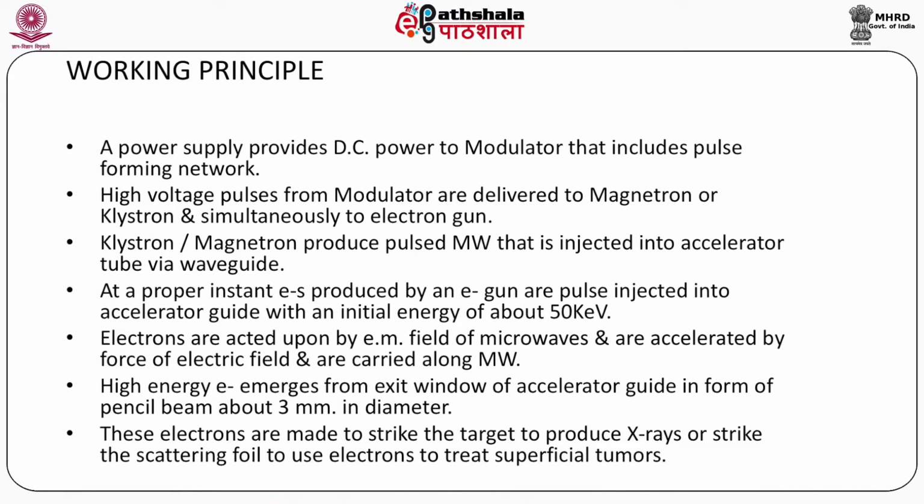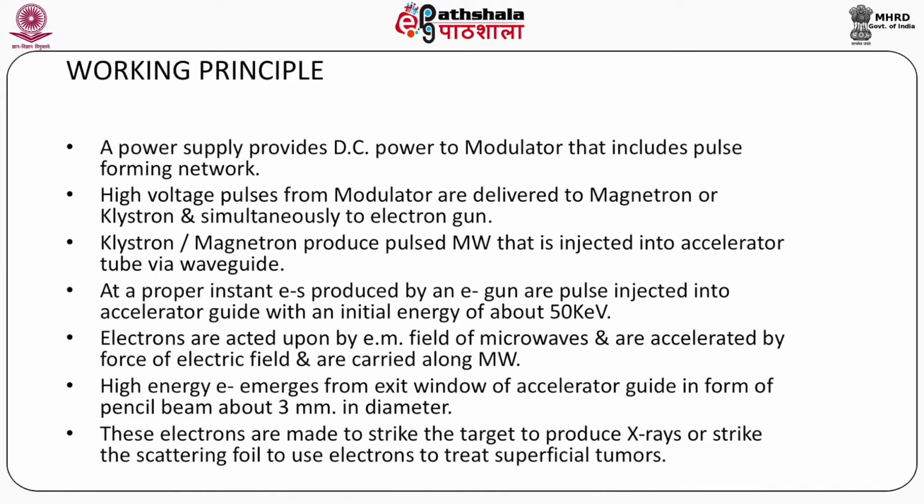mm in diameter. These electrons after this waveguide have very high energy, but the diameter of the electron beam is very small, only 3 mm. These electrons are made to strike the target to produce X-rays or strike the scattering foil to use electrons to treat superficial tumors.